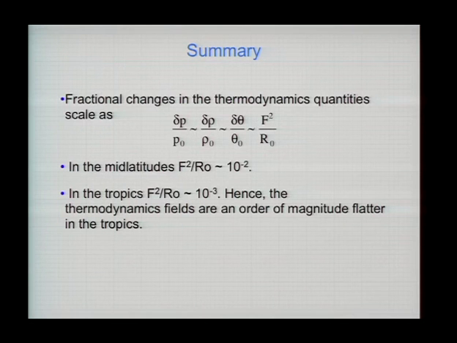The Froude number is the ratio of the velocity to some other velocity, the long wave speed, root gh. The Rossby number tells you how important rotation is. It's the ratio of the acceleration to the Coriolis acceleration. In the mid-latitudes, this ratio is about 10 to the minus 2, meaning that the fractional changes in thermodynamic quantities are about 1 in 100. In the tropics, it's an order of magnitude smaller again, so there's very little change in the temperature in the tropics, about 1,000th.